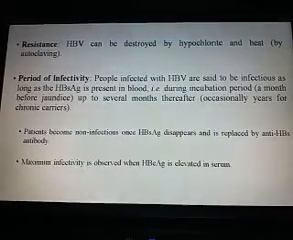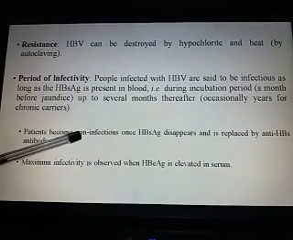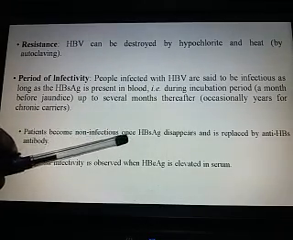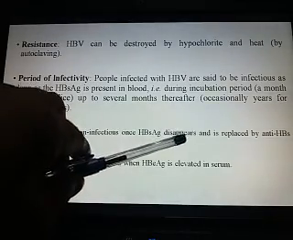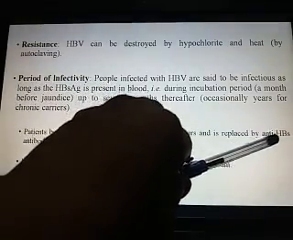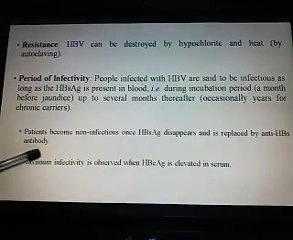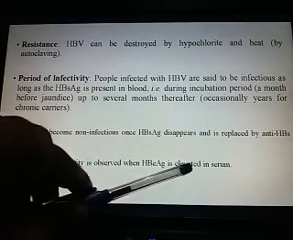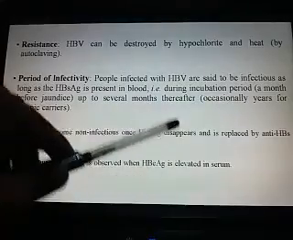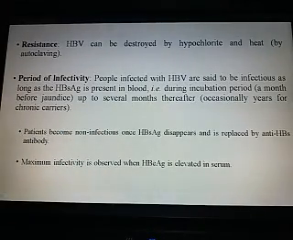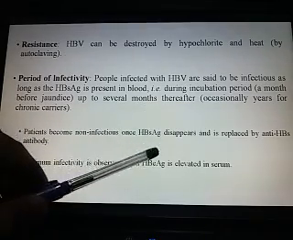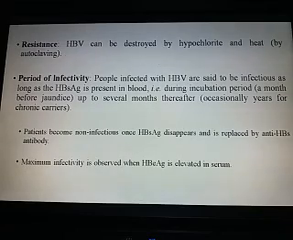Period of infectivity. Patients become non-infectious once hepatitis B surface antigen disappears and is replaced by anti-hepatitis B surface antibody. Maximum infectivity occurs when hepatitis B E antigen is elevated in the serum. That means if the serum of the infected person has a high level of hepatitis B pre-core antigen, that person is more infectious.